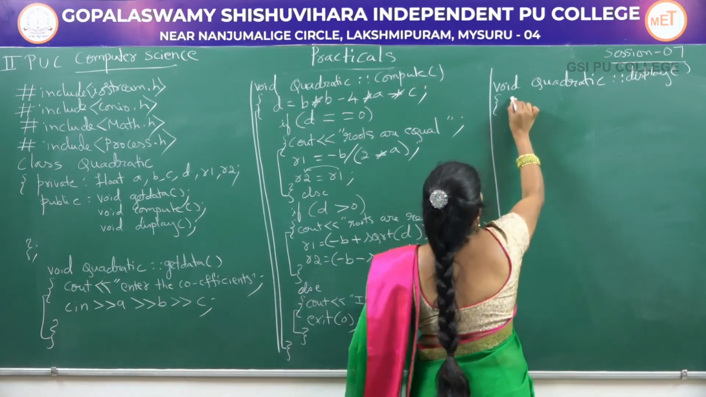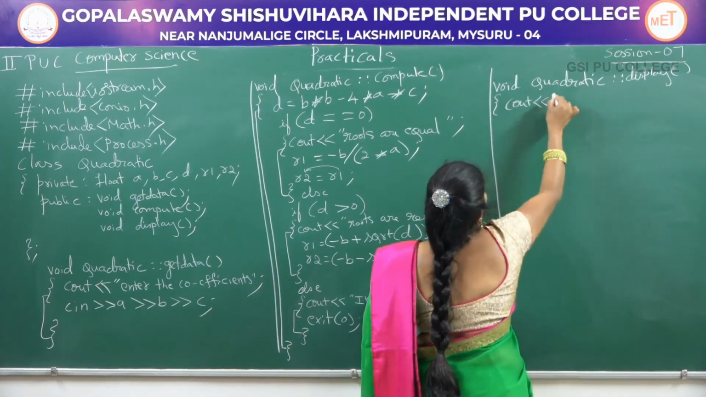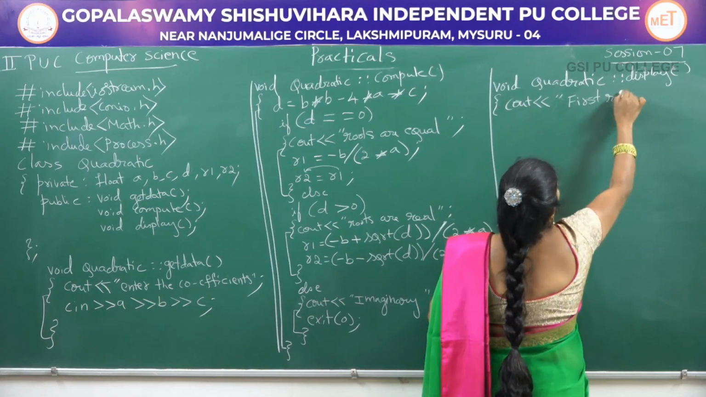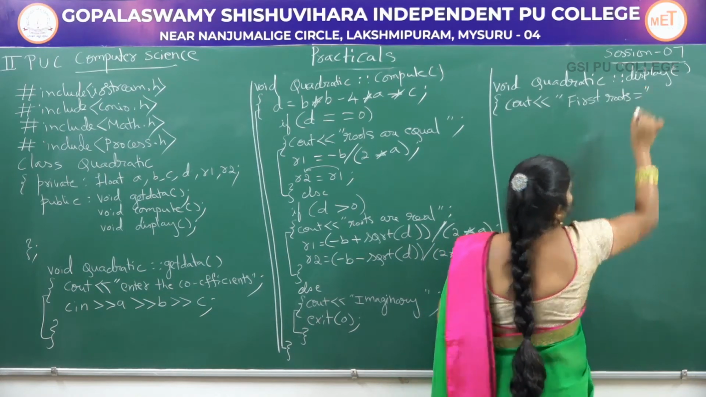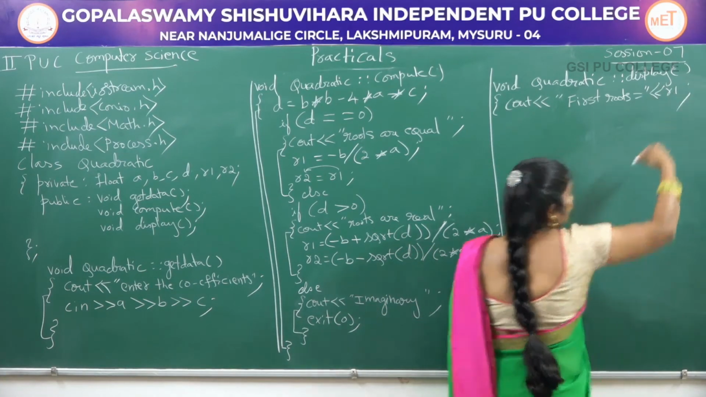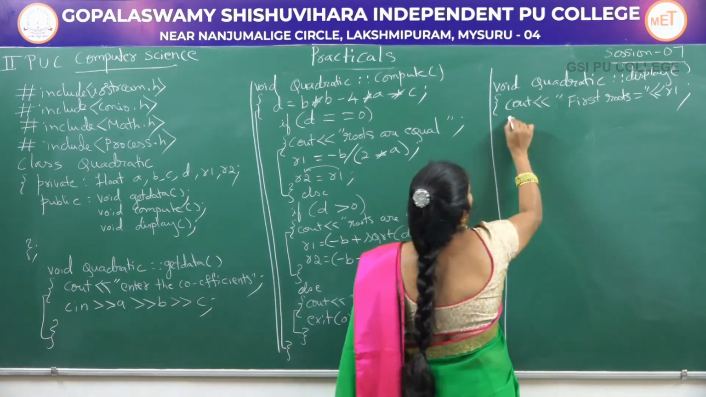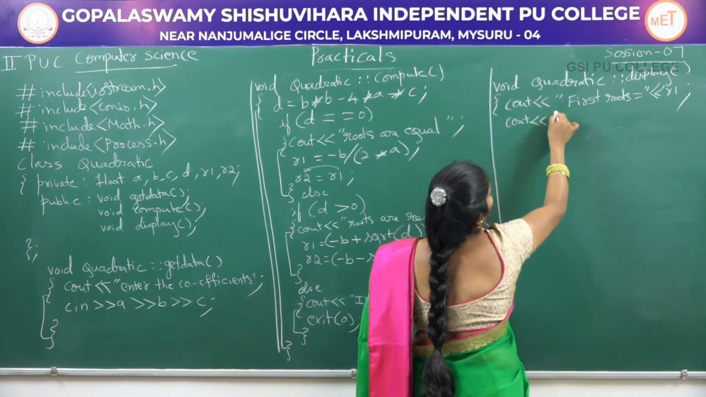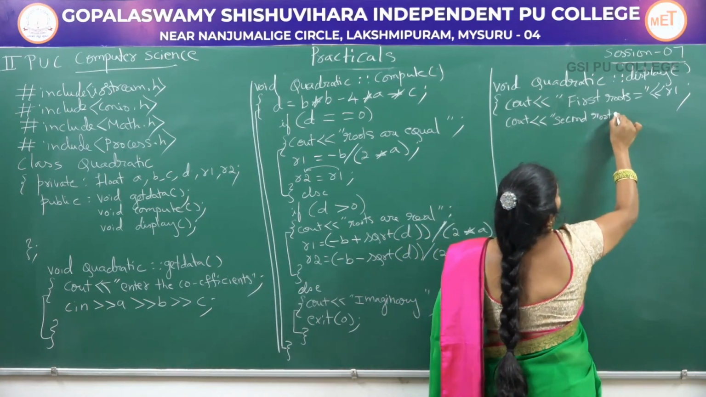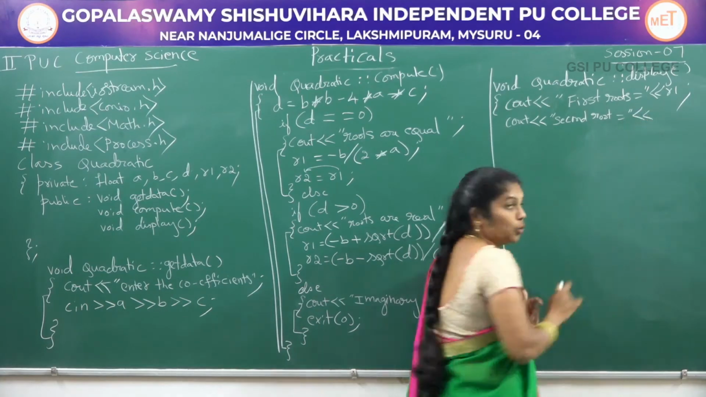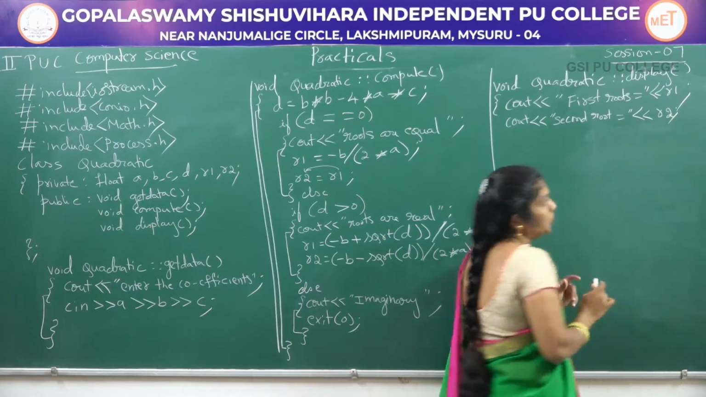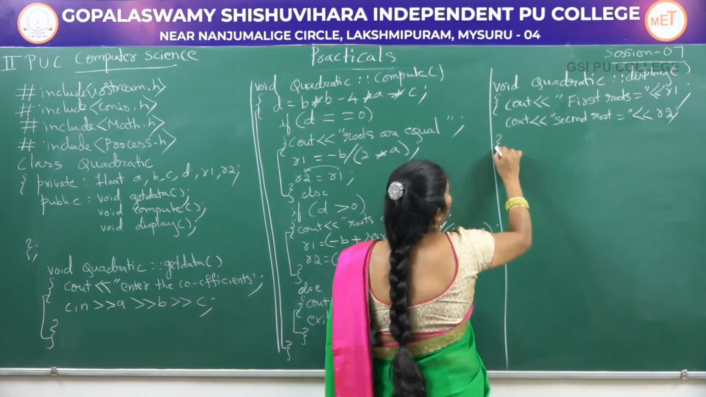That's why cout first root equals. Then display the value where exactly the result is present, that is R1. Next display the second one, cout insertion operator second root equals. Display the root 2 value, that is R2. Here we have displayed R2. Then we will close this function.